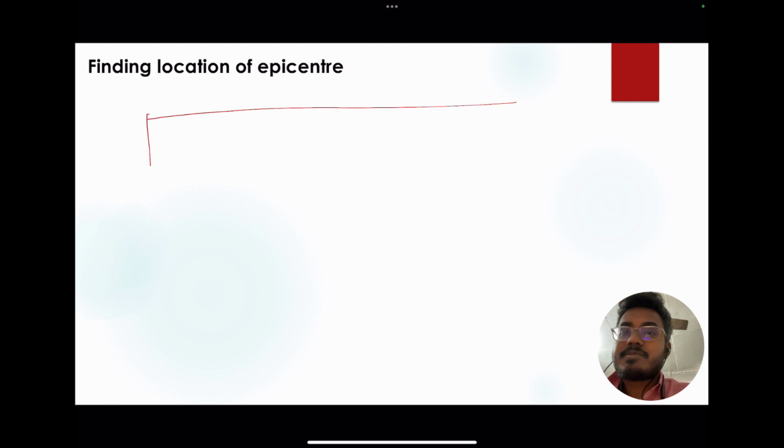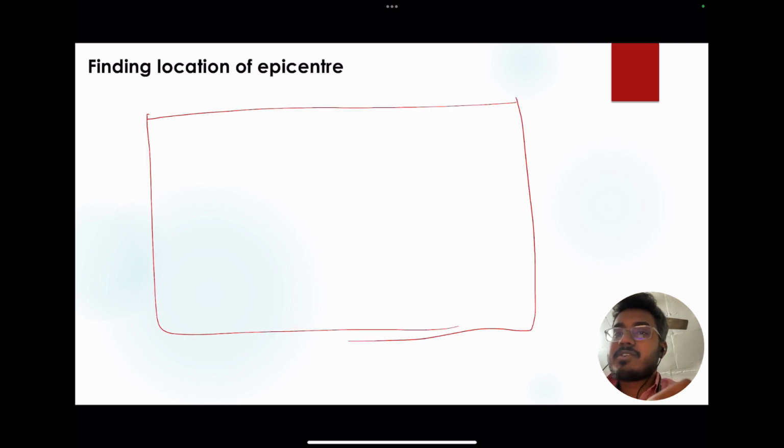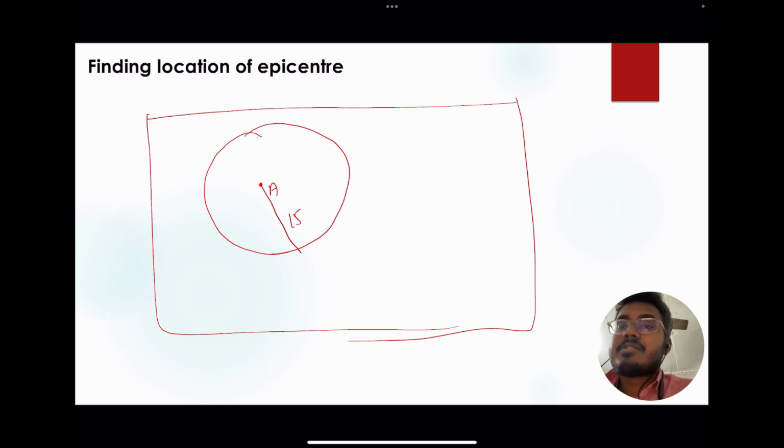So on a map, we plot the circle around location A. This is the location where A is, and with a radius of 150 kilometers, plot the circle. This is the actual location of point A on the map. Similarly, from another seismic station B, we found the distance to the epicenter is 200 kilometers, let's say.